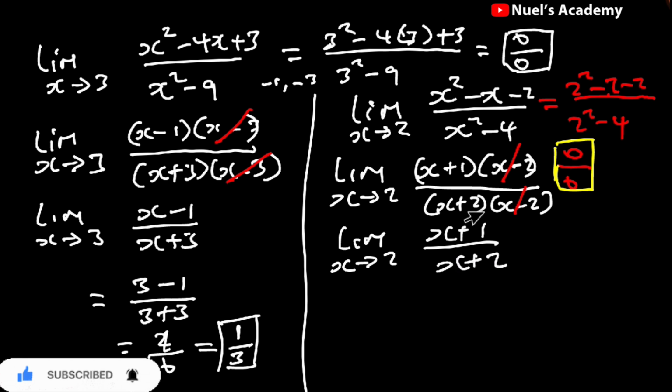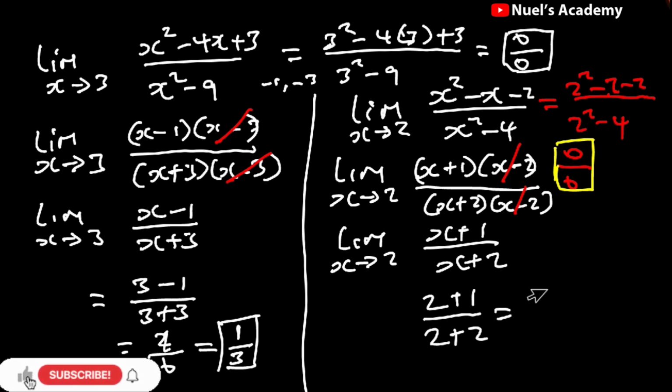So let's substitute the value of this limit. We have 2 plus 1 over 2 plus 2. So 2 plus 1 is equal to 3, over 2 plus 2 is equal to 4. So this 3 over 4 is the answer to this question.